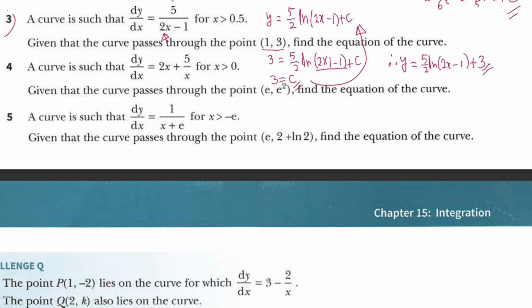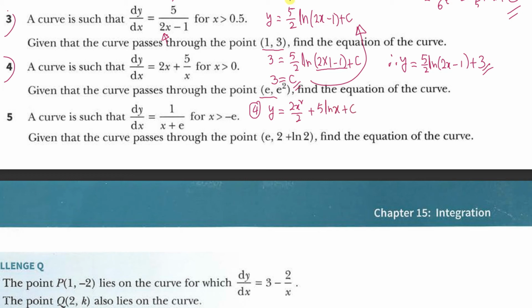Let's see question number 4 from here. It is written here the curve equation, same question, and it passes through the point e and e square, find the equation. So 4 is the same. Question number 4, just integrate it first. y equals, if we integrate 2x it gives us 2x squared by 2, then 5 by x gives us 5 ln x, then plus c.